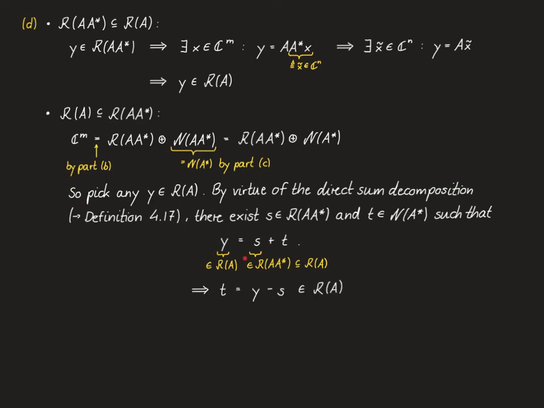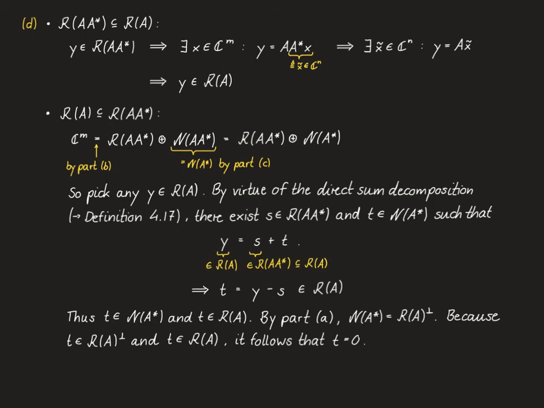Therefore, solving this equation for t yields that t is equal to y minus s, so the difference of two vectors in the range space of A, and hence t itself must also be an element of the range space of A. Thus, we have that t is in the null space of A star and t is in the range space of A. But by part A of this theorem, the null space of A star equals the orthogonal complement of the range space of A.